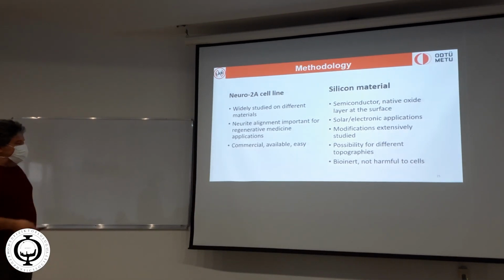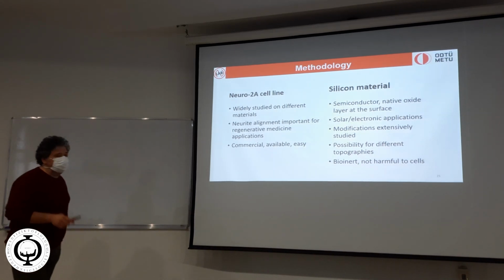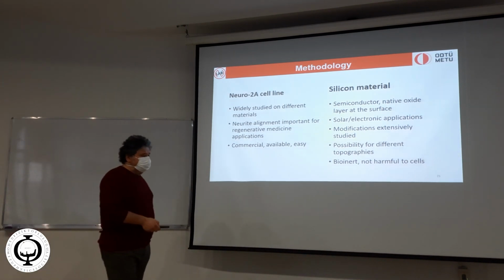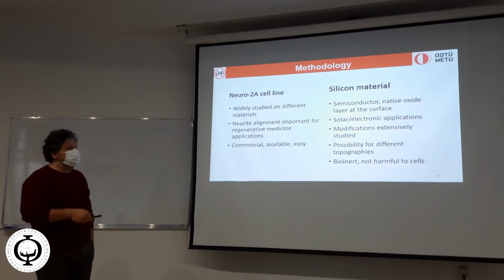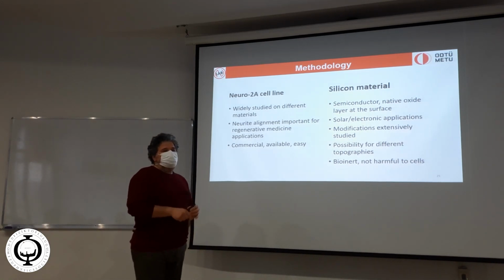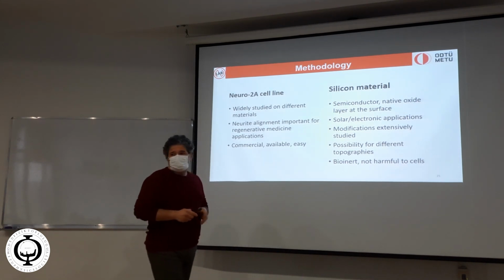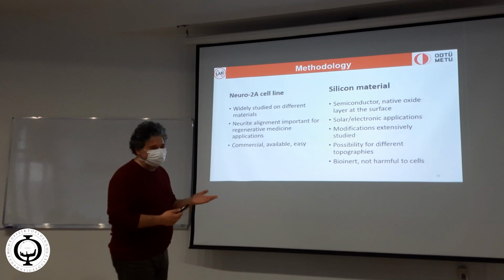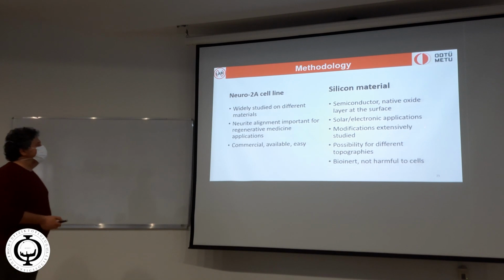All right, and we did the engineering of the surface by using femtosecond lasers, highly advanced, ultra-fast light sources, and we also used silicon as a material. Why? Two main reasons. Silicon is biocompatible, cells don't feel bad on it. And second reason, we know how to modify silicon with femtosecond lasers. Essentially the two.